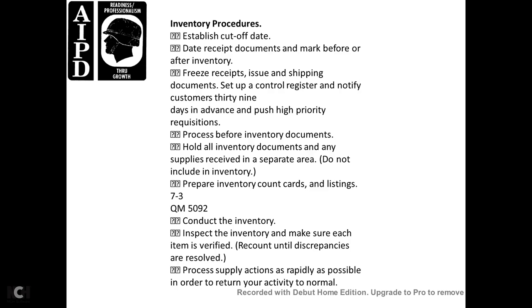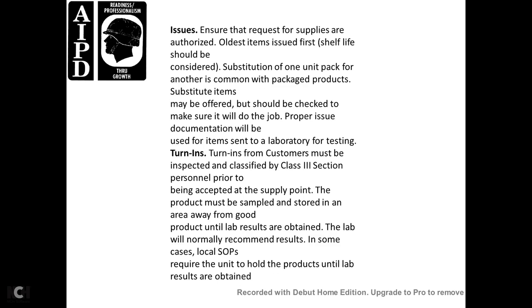Inventory procedure. The established cutoff date for receipt of documents is marked as 4 days after inventory freeze. Receive the issue with the shipping document set with the control register, to notify the customer 39 days before, pushing high priority requisitions. Process the documents before the inventory. Hold the inventory documents and supplies received in a separate area so as not to include them in the inventory. Prepare the inventory count card listing and conduct the inventory. Inspect the inventory. Make sure that each of the items is verified for count until the discrepancies are resolved. Process supply actions as rapidly as possible in order to return your activity to normal.